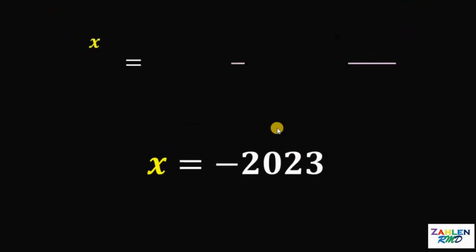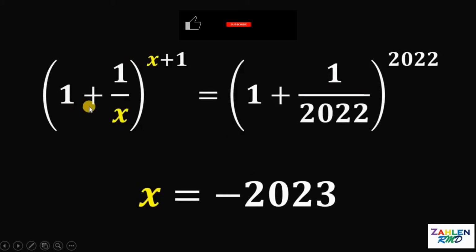Therefore, the value of x in this equation, (1 + 1/x)^(x+1) = (1 + 1/2022)^2022, is just negative 2023. And as always, we are done.